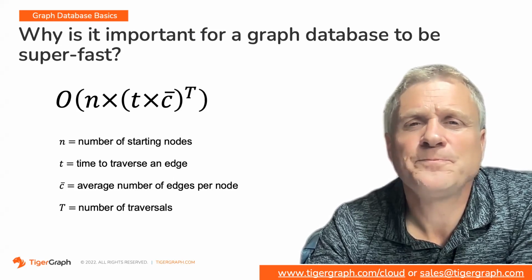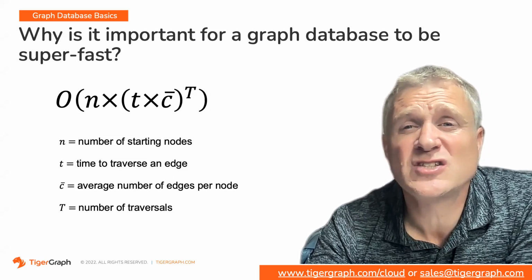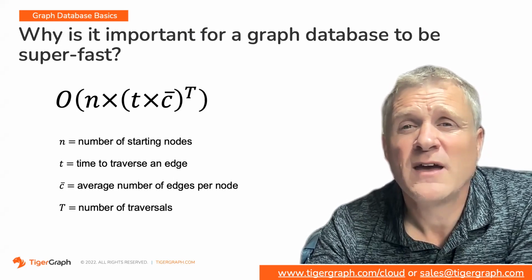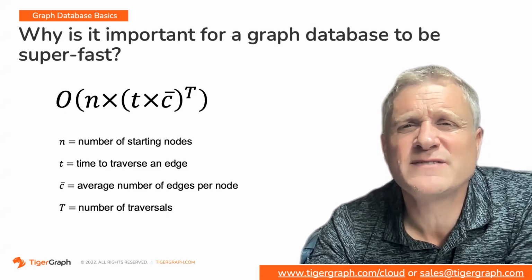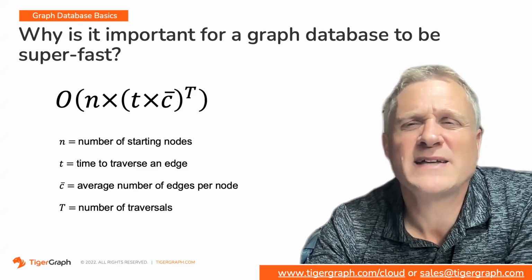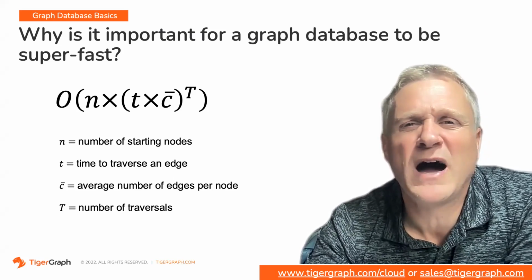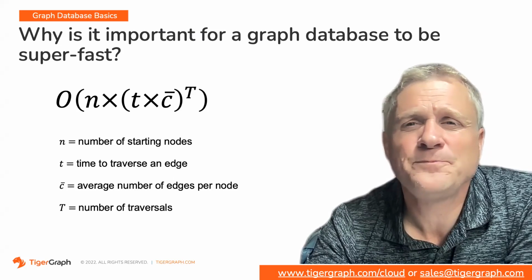Database Basics. At Tigergraph, we talk a lot about how our graph database is super fast, and it is 100 to 1,000 times faster than the competition in benchmark tests. But why does this matter? After all, surely I can just run the query overnight or buy a bigger computer and it'll all be fine.